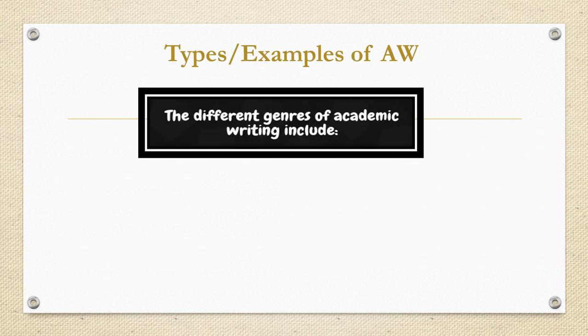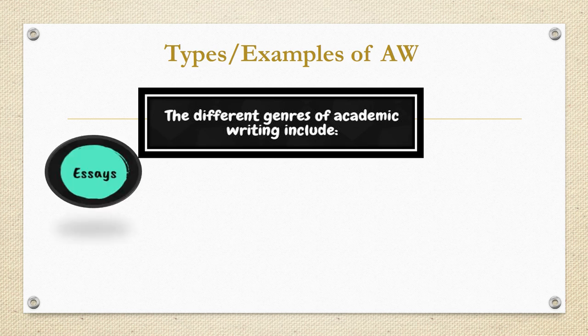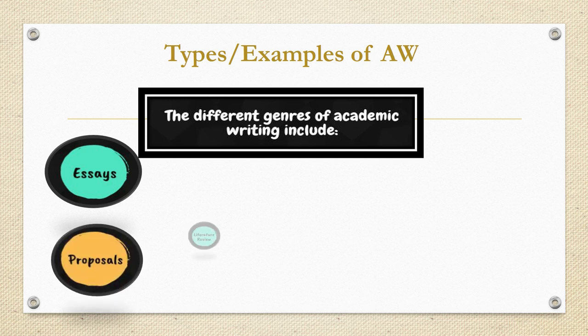So here is the list of the names or the examples of academic writing which we come across. Number 1, there are essays, in which you write your answers of the questions, and articles, and these all are kinds of essays. Then there are research proposals.